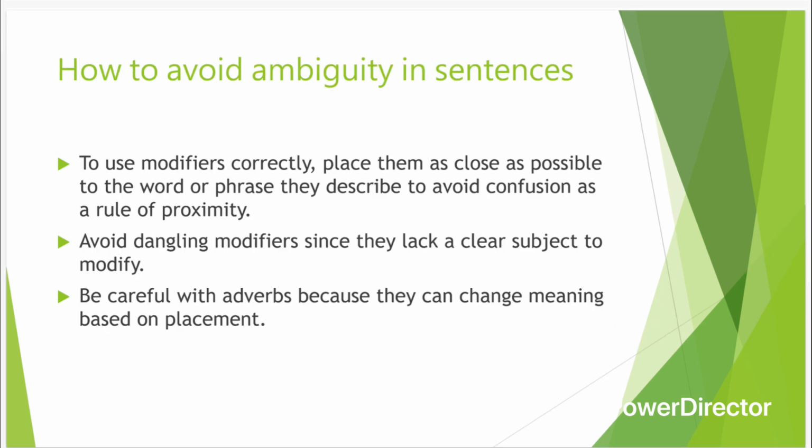Based on the problem, how can we avoid ambiguity in sentences? To use modifiers correctly, place them as close as possible to the word or phrase they describe to avoid confusion, as a rule of proximity. Avoid dangling modifiers since they lack a clear subject to modify. Last but not least, be careful with adverbs because they can change meaning based on placement.